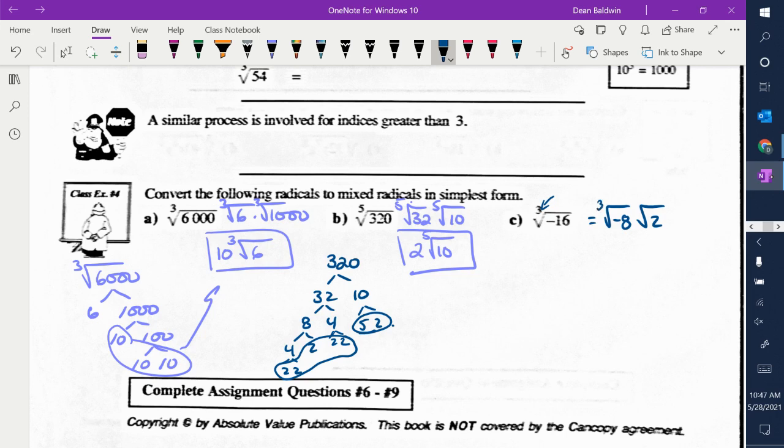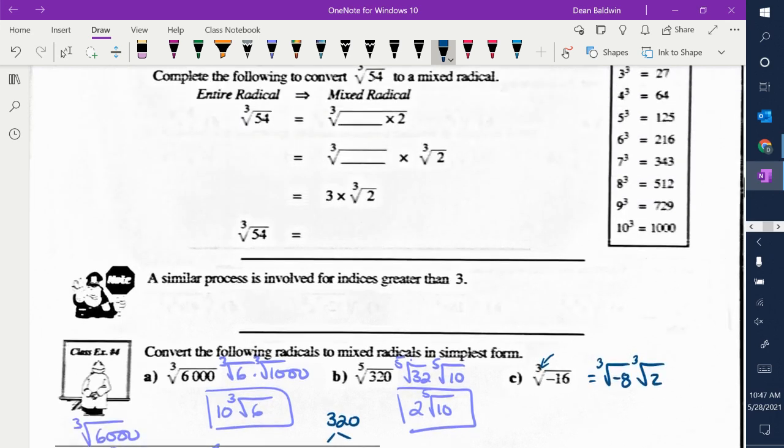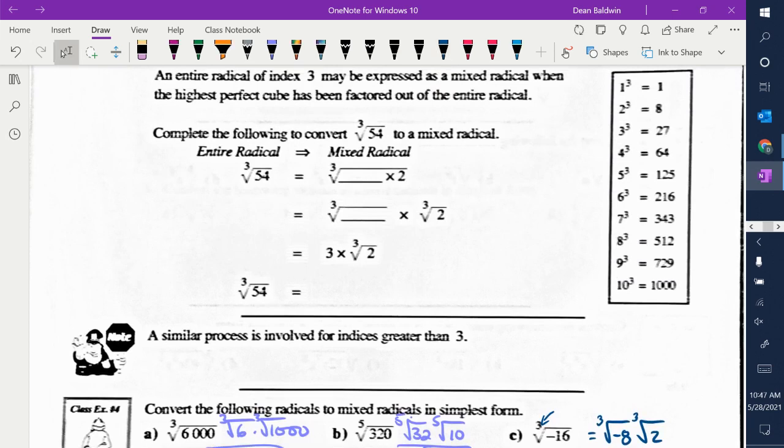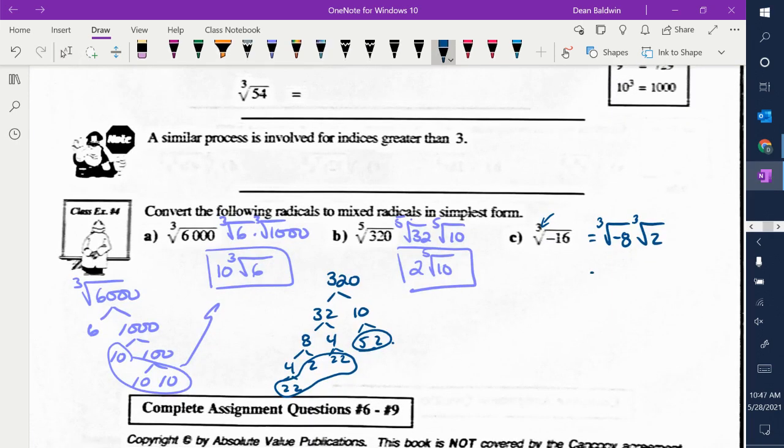And this is cube root. What's the cube root of 8? I.e., what number multiplied together 3 times gives you 8? 2. And it's negative 2 cube root of 2. Is that okay?